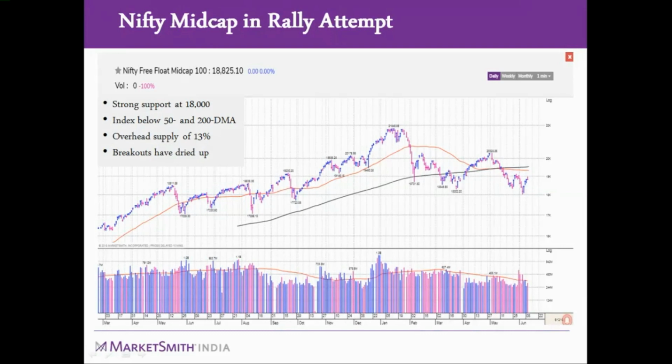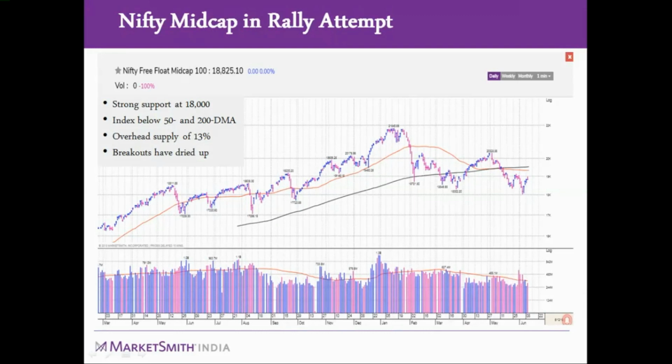So for the Nifty mid cap, right now the market status is rally attempt. It has been able to establish a bottom for now. There's a strong support coming around the 18,000 levels. And if you see from the chart, you can see that it's trying to move back up again, but there is a huge overhead supply. The index is yet below its 50 and 200-day moving average, and it will have to retake a lot of overhead supply for it to move higher. The current overhead supply of 13% indicates that the index has corrected 13% from its January high. So that's the 52-week high, also the all-time high.